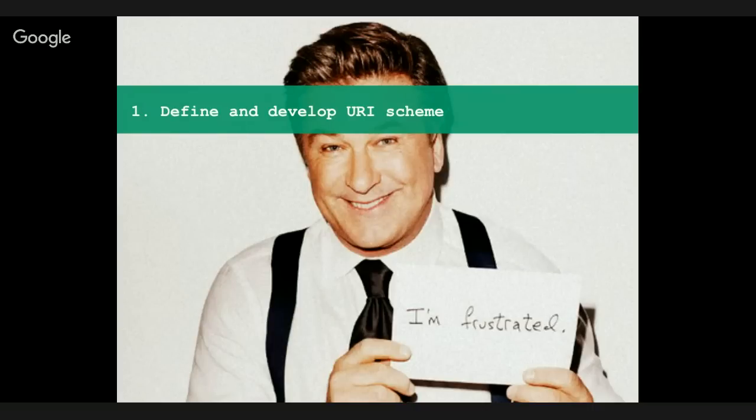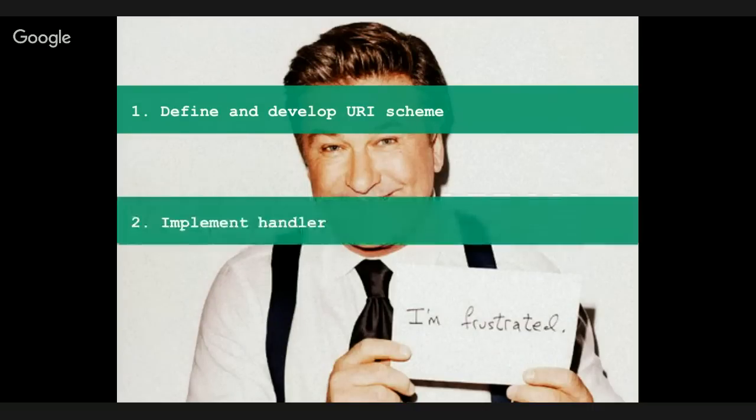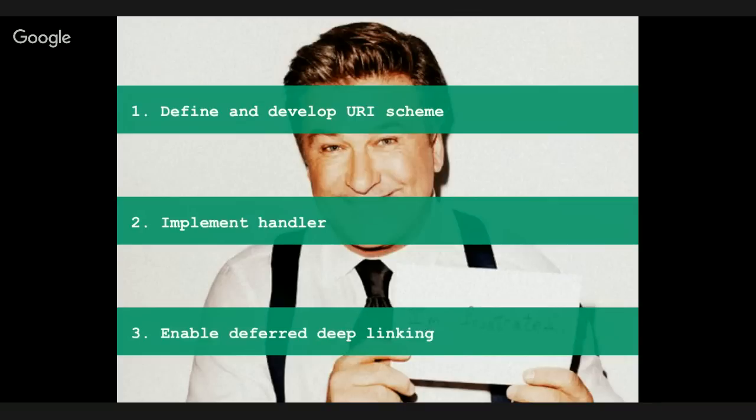to define and develop a URI scheme. The second step is that we implement the handler, and the third step is that we enable the deferred deep linking. This all sounds awfully technical, and it sort of is. So you need to involve your app developer in this whole process. But let me demystify all of these 3 steps a little bit in the next few slides.